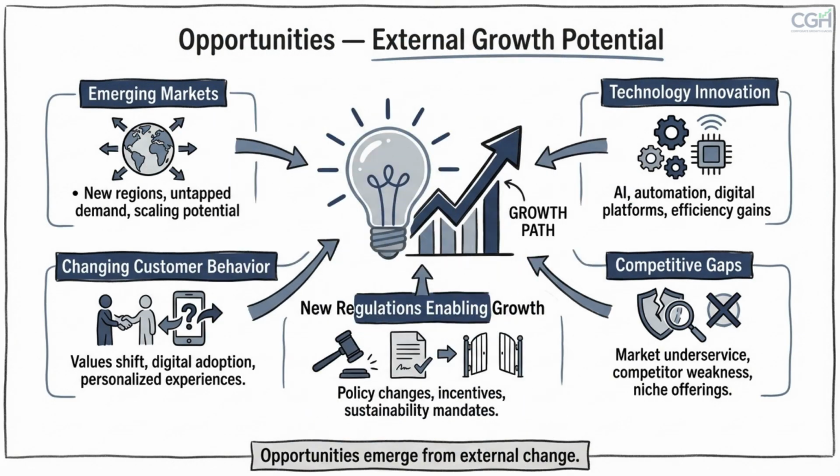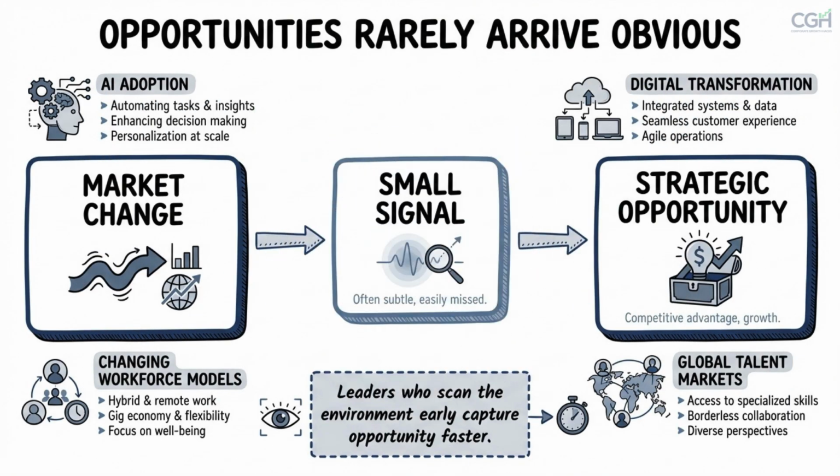Now we move into the external environment. The third quadrant: opportunities. Opportunities represent external trends that your organization can leverage for growth. These could come from many sources: market expansion, technological innovation, changing customer behavior, new regulatory support, or even gaps left by competitors. One important insight from my corporate experience is this: opportunities rarely arrive with a label.